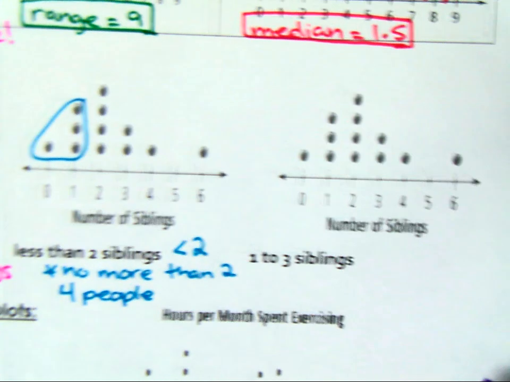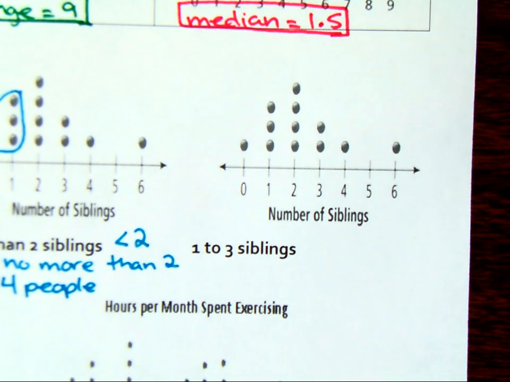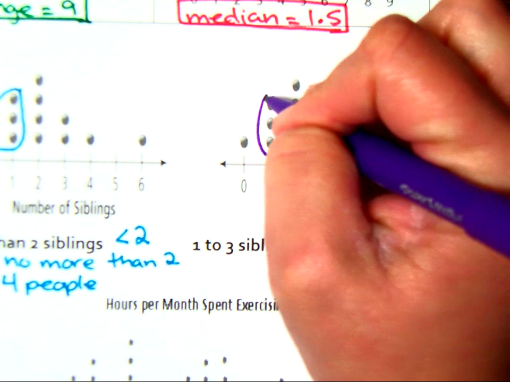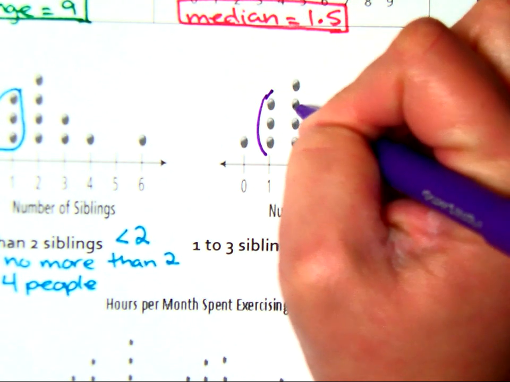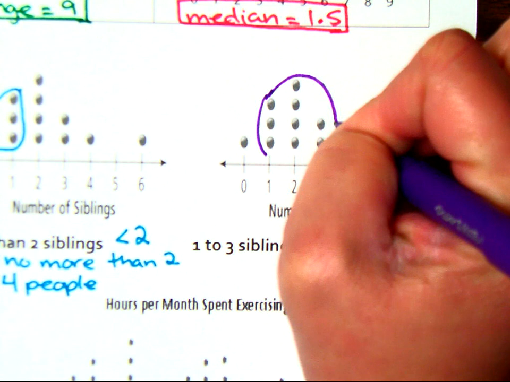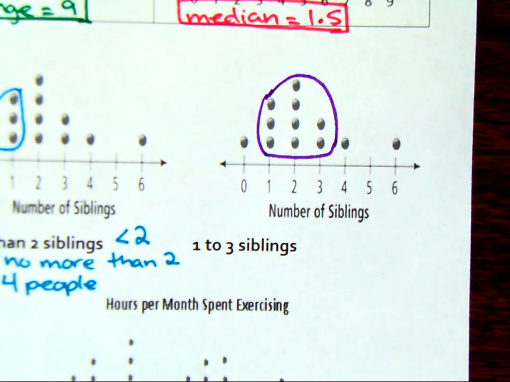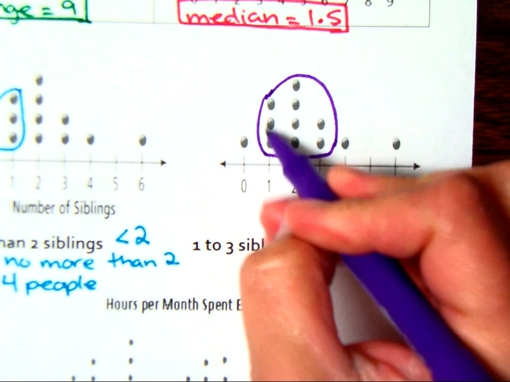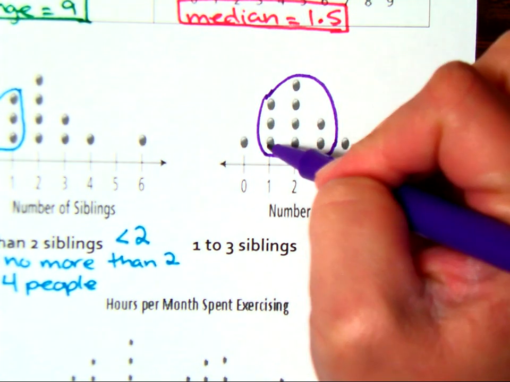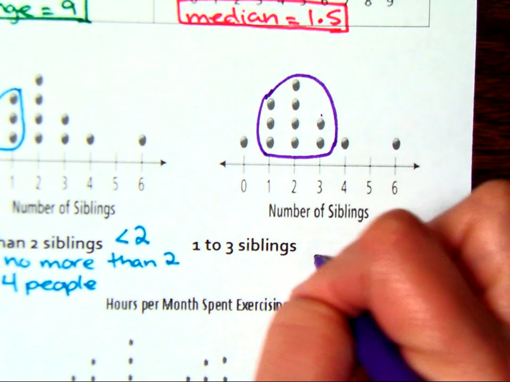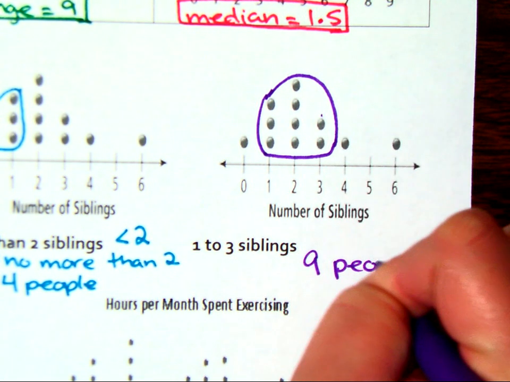Let's look at another one, and we have a couple more for you. So this one says 1 to 3 siblings. So that's a range between 1 to 3 siblings. So 3 people had 1, 4 people had 2 siblings, and 2 people had 3 siblings. So 1 to 3 siblings represents this many people right here. So 1, 2, 3, 4, 5, 6, 7, 8, 9. So that answer would be 9 people.